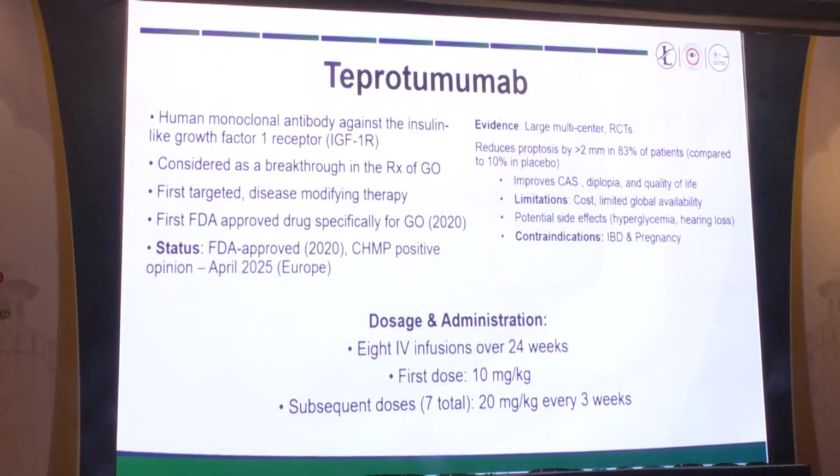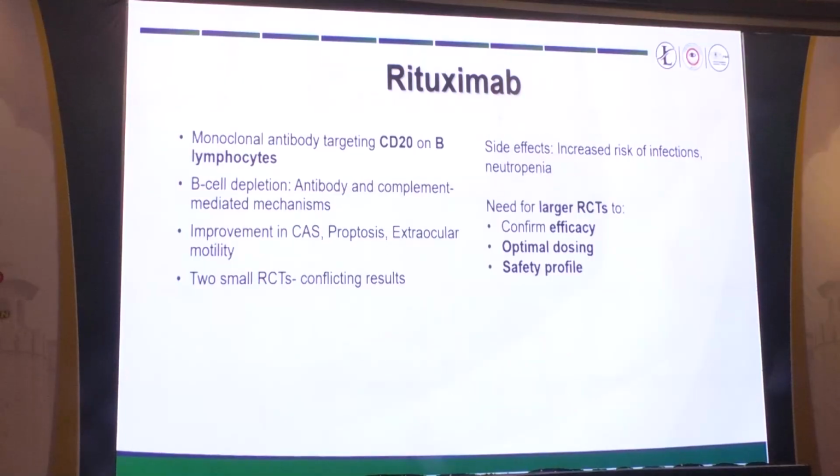The dosage administration is 8 IV infusions over 24 weeks. The first dose is 10 milligrams per kg, and subsequent doses, 7 in total, are increased from 10 to 20 milligrams per kg every 3 weeks.